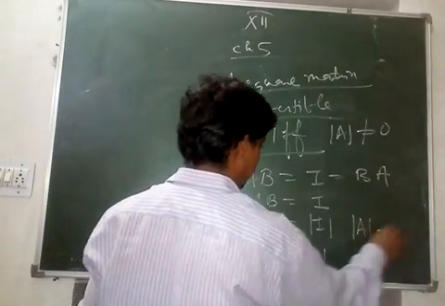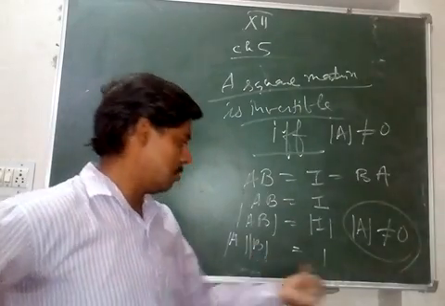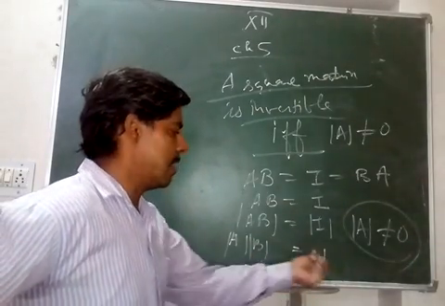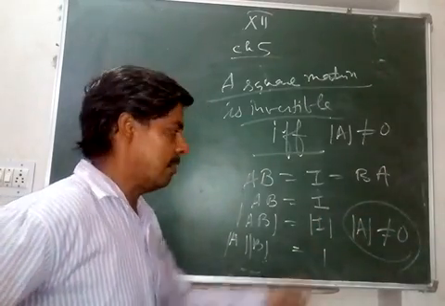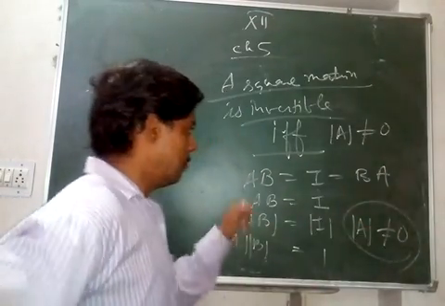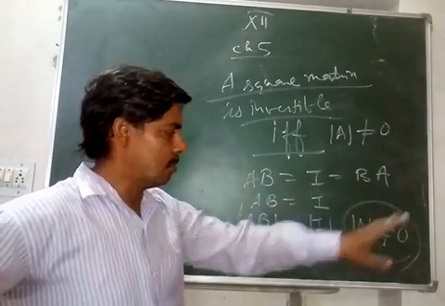So we have just proved that determinant of A is not equal to 0, because if it is 0, the answer should be 0. But we are getting the answer as 1. How can this be 0? Therefore, determinant A is not equal to 0. So we have proved the first part: if AB is equal to I is equal to BA, determinant A is not equal to 0.